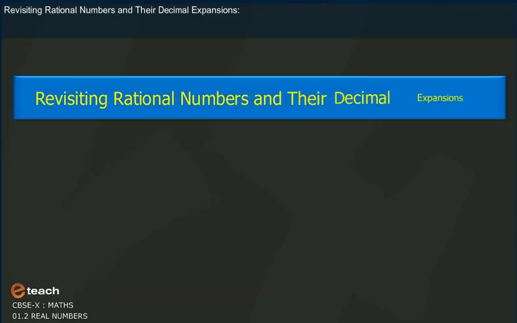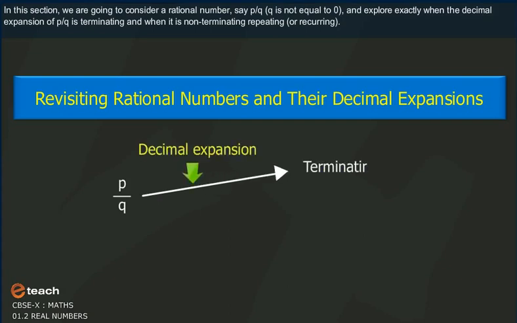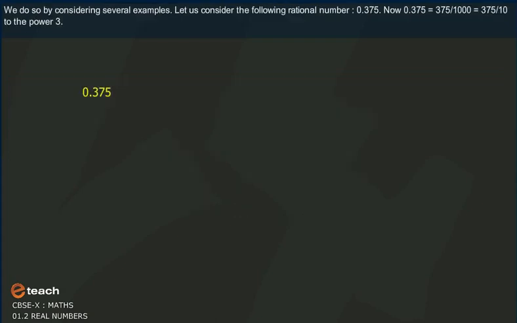Revisiting rational numbers and their decimal expansions. In this section, we are going to consider a rational number, say p upon q, where q is not equal to 0, and explore exactly when the decimal expansion of p upon q is terminating and when it is non-terminating, repeating, or recurring. We do so by considering several examples.